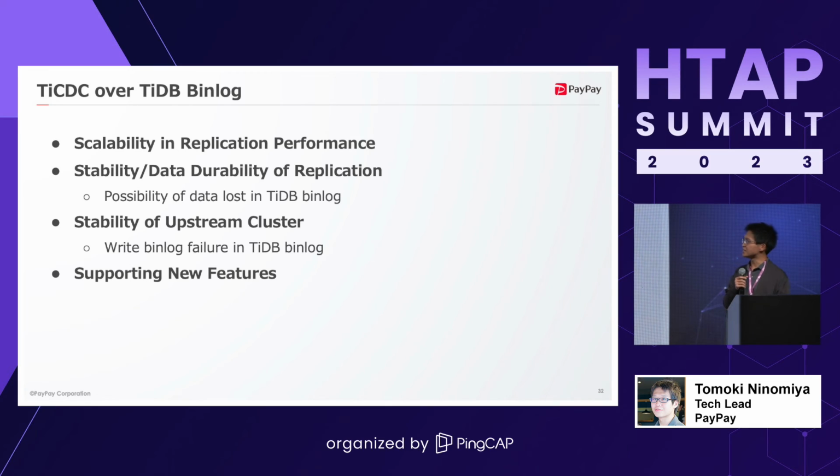Another one is stability in the upstream cluster. By default, if TiDB fails to write binlog into the Pump, TiDB tries to restart so that we can prevent data inconsistency. But during this period, since TiDB will be restarted, there is an impact on the customer. So this is not good for the services and customers. However, TiCDC communicates directly with TiKV, so we don't have to care about these issues. This is very good for operational purposes.